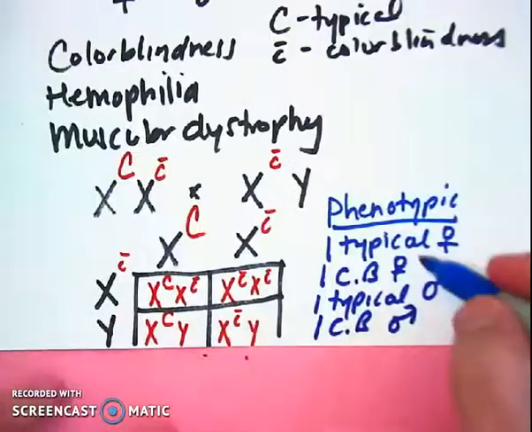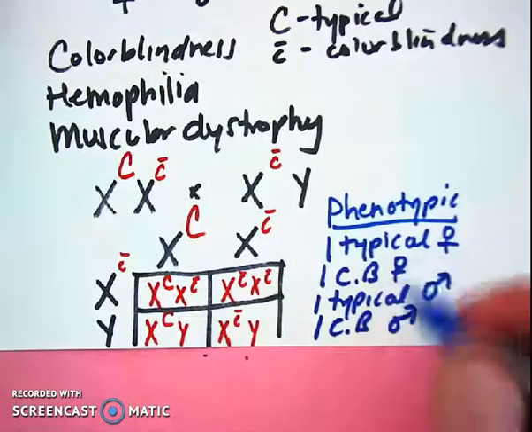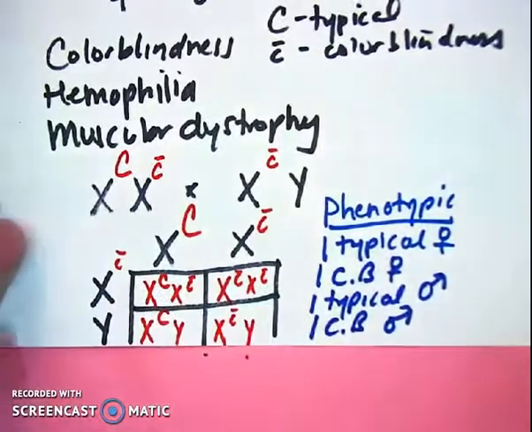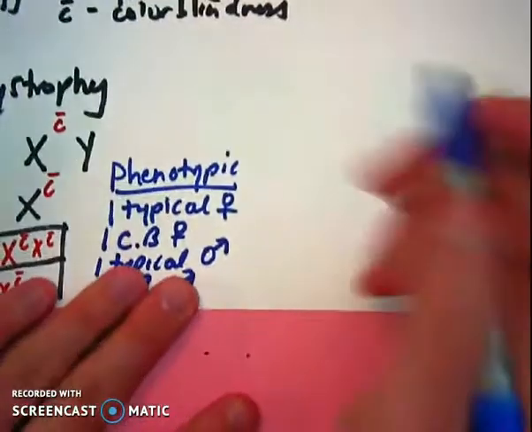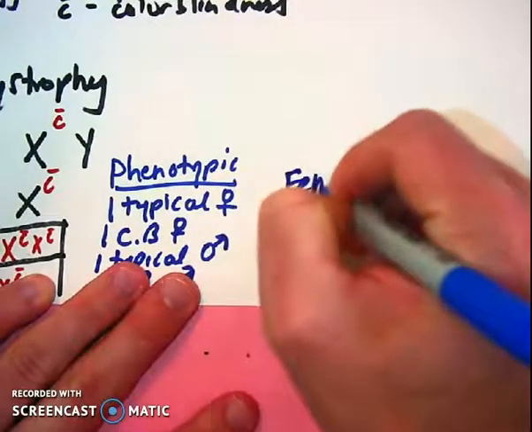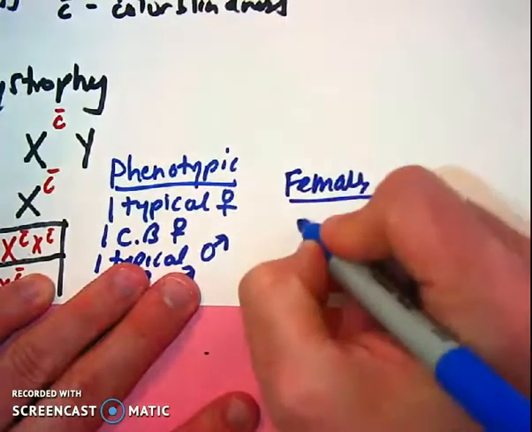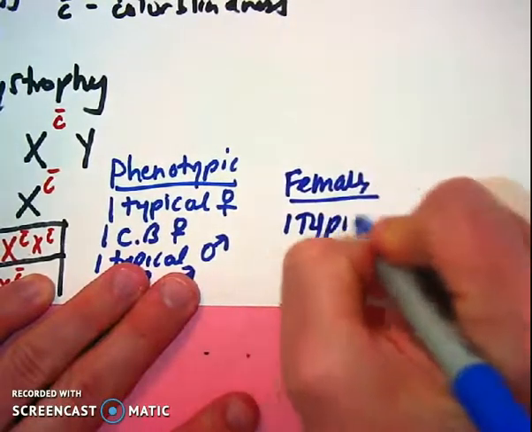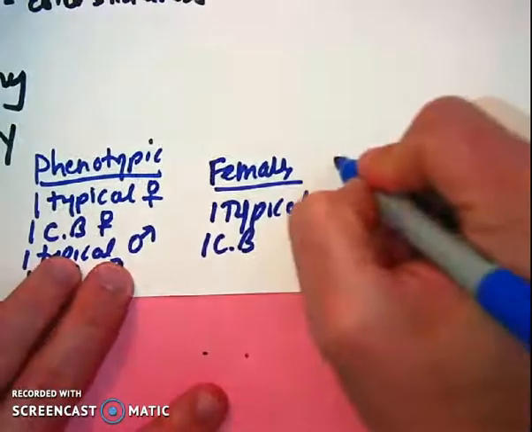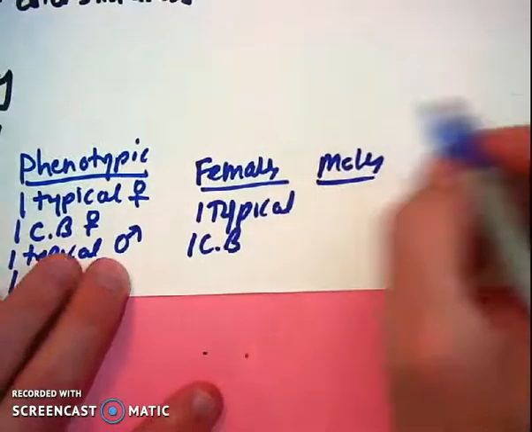So what you're noticing is there is a separation between males and females. Another way to do this, when you get to dihybrids that have a lot more potential outcomes, maybe you separate it out and you say, all right, females, and you kind of put one typical, this would be the same exact Punnett square, to one colorblind. And then you have to do males doing the same thing.